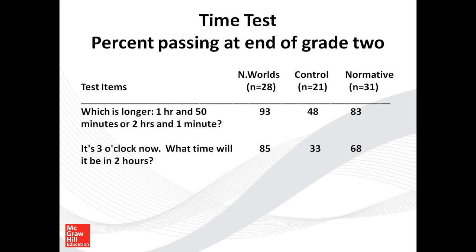The next problem, a time problem, we showed them an analog clock that was set with the hour hand to 3, and asked, if it is 3 o'clock now, what time will it be in 2 hours? 85% of the Number Worlds students were able to answer that, 68% of the normative group, but only 3% of the control group, which basically are the at-risk peers to the Number Worlds group.